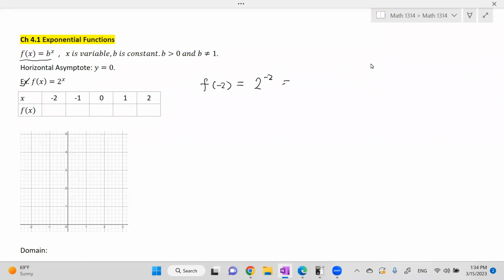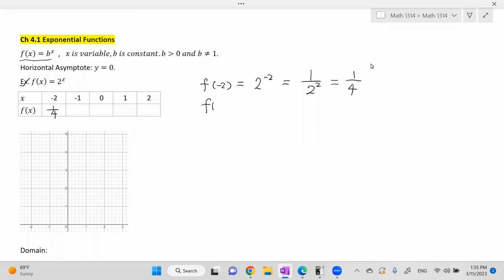When I see the negative in the power, we flip the base, make the base 1/2, and then give the bottom 2 the power 2, positive power. That's 1/4. We can put it here, 1/4. If you like decimals, you can put 0.25.